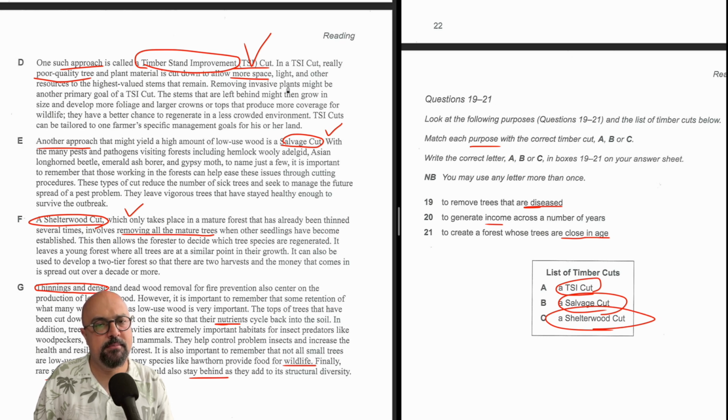Removing invasive plants might be another primary goal. So this is another goal. The stems that are left behind might then grow in size and develop more foliage and larger crowns or tops that produce more coverage for wildlife.